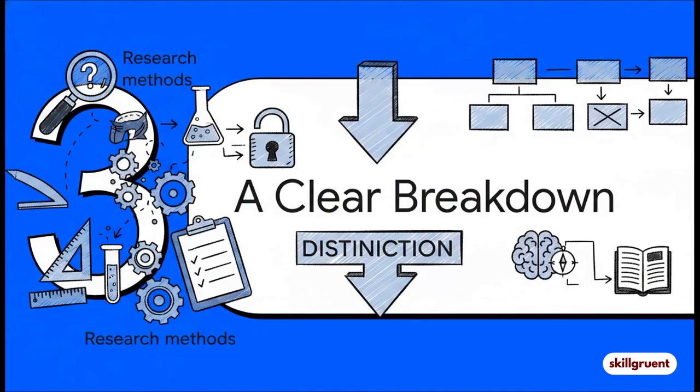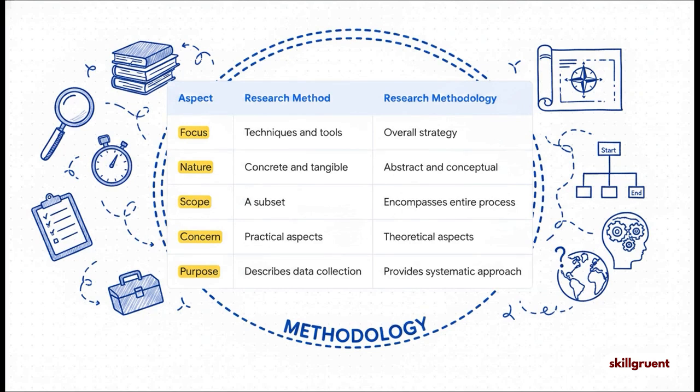All right, now that we've got those analogies in our back pocket, let's put everything side by side. This should make the distinction totally crystal clear. This table is just a fantastic summary. Just look at those key contrasts. Methods are concrete, they're practical, they're focused on tools. Methodology is abstract, it's theoretical, and it focuses on the overall strategy. And notice the scope. This is huge. Methods are just one part of your overall methodology, which covers the entire research process from beginning to end.